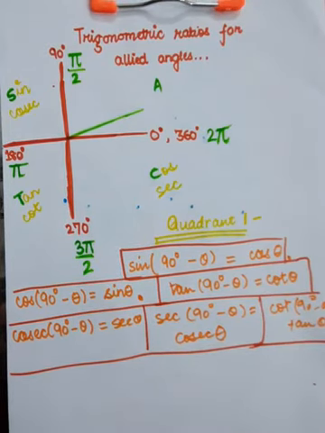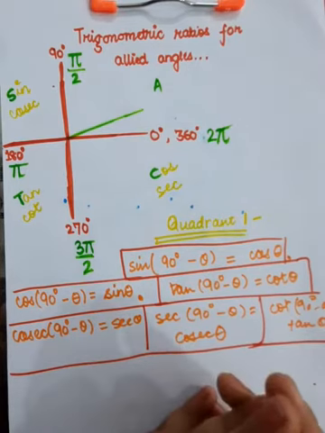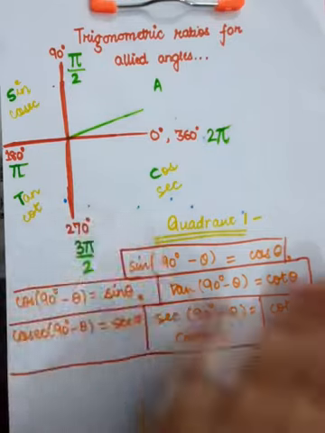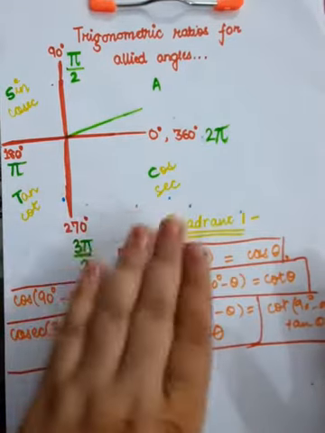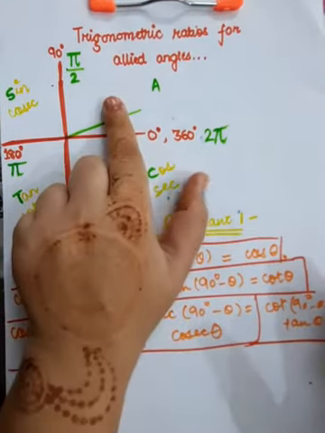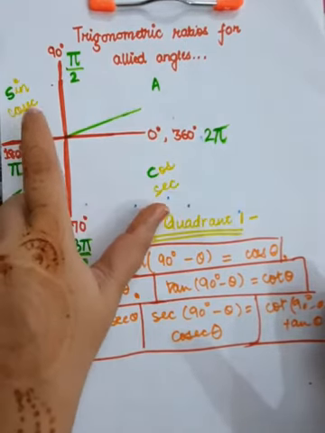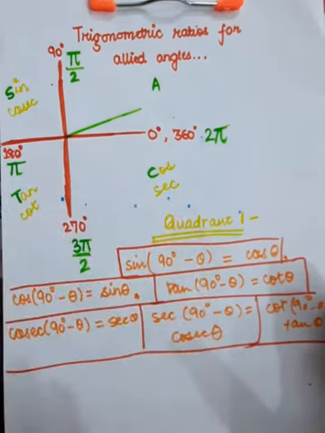Dear students, in this video, we are going to learn about trigonometric ratios for allied angles. Okay, we are going to study the quadrant system in trigonometry, and this is how it starts. Suppose you have a quadrant system over here, and we start from here. This one is the first quadrant, followed by the second, third, and fourth.